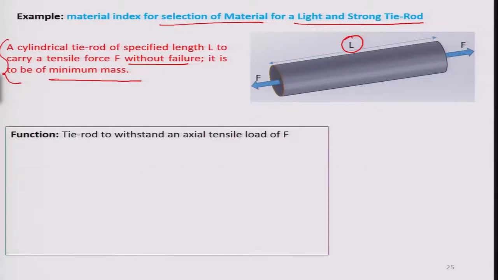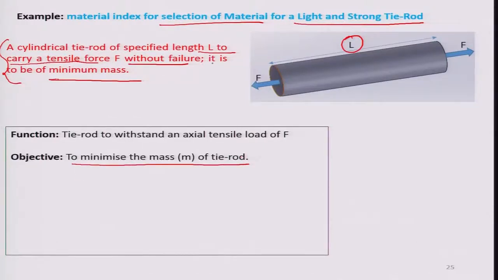Okay. Function. What is the function of this rod? Tie rod to withstand an axial tensile load of F. Here, in the problem statement you can see the specified length L to carry a tensile force F. Objective, to minimize the mass of the tie rod, because it is to be of minimum mass. So, we have to minimize the mass of the tie rod. That is the objective you will have to keep in mind.